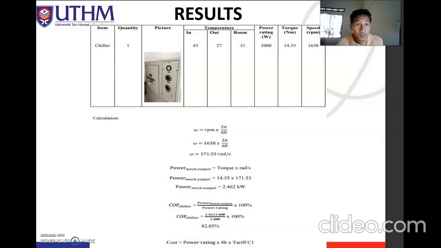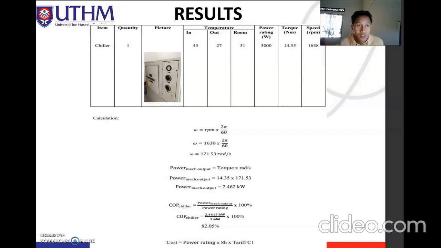So for the result of the chiller experiment, this is the recorded data that have been obtained from the chiller. The chiller specification is, the power rating is 3000 watt with torque of 14.35 Newton meter and the speed of 1638 RPM. And the inlet temperature is 43 and the outlet temperature is 27 with a room temperature of 31 degrees Celsius.